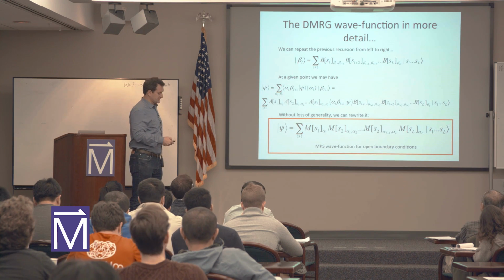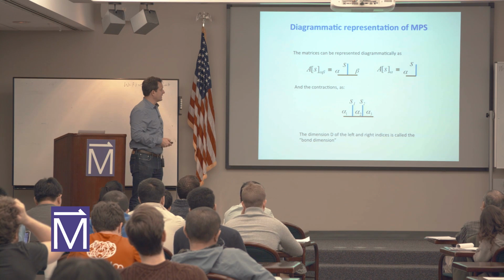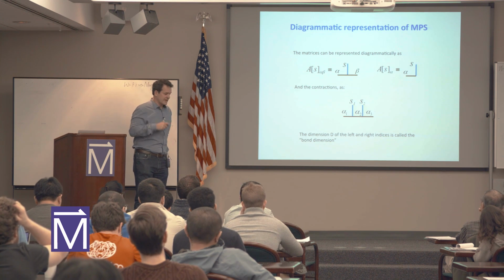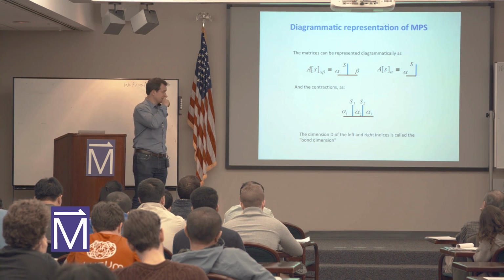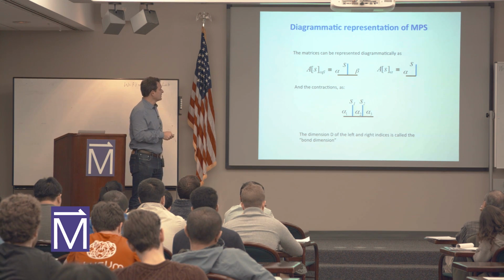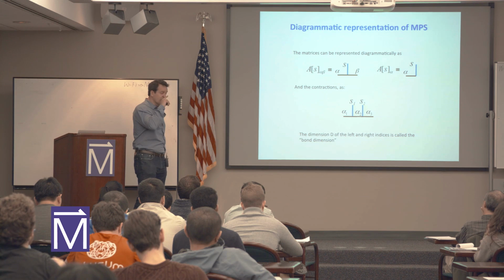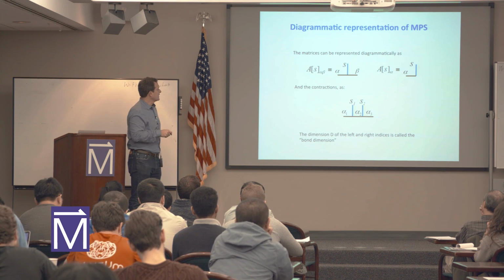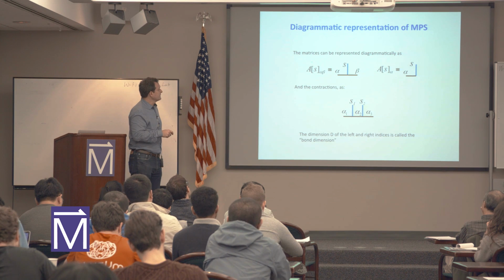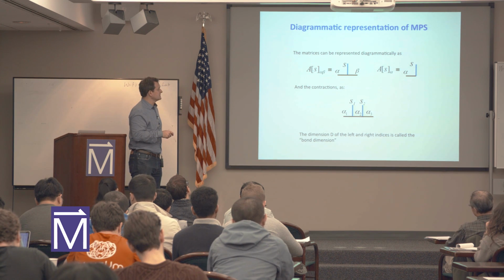The nice thing about these matrix product states is that they are amenable to a nice graphical diagrammatic representation, which is as follows. You've probably seen this before. Many of you know what I'm talking about. Maybe you have not. So this matrix S has 3 indices.